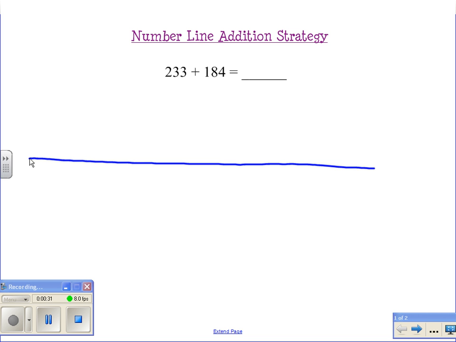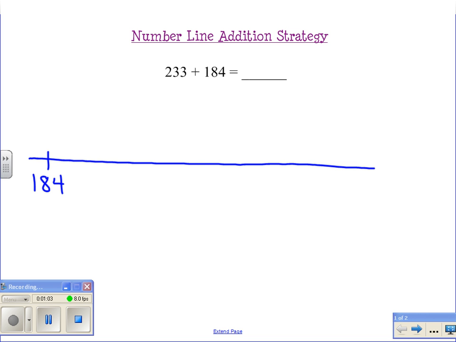Does it make more sense to start with 184 and add 233, or start with 233 and add up 184? In this example, it makes more sense to me to add 2 hundreds and then 3 tens instead of adding the 8 tens, which, for me, would be more difficult. So I'm going to start with the 184, because in adding, it doesn't matter what order we add. I am going to add by place value now.